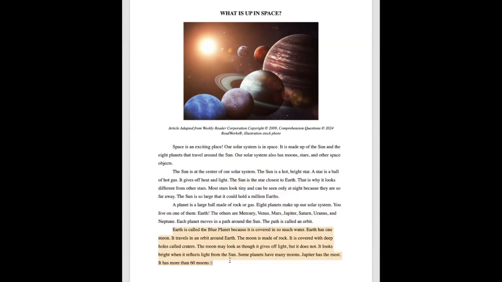The moon may look as though it gives off light, but it does not. It looks bright when it reflects light from the sun. Some planets have many moons. Jupiter has the most. It has 60 moons.